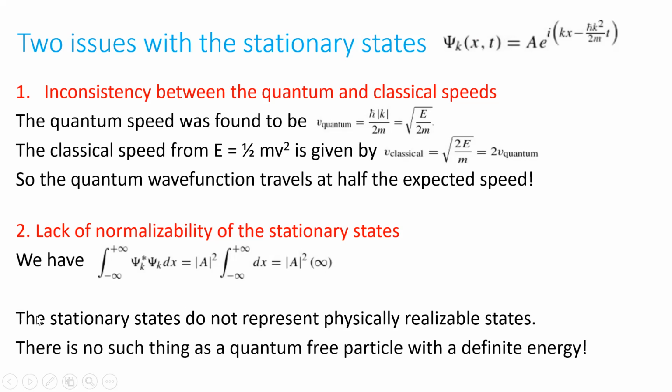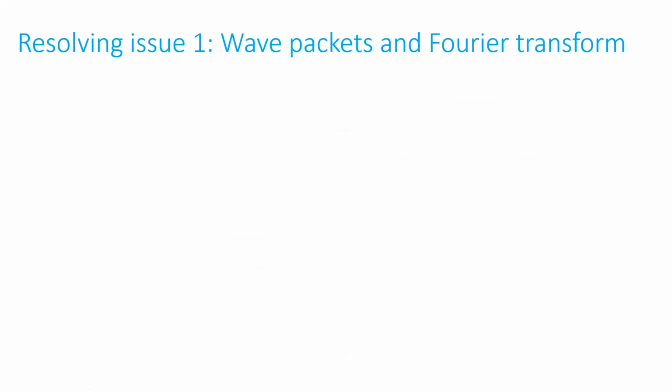So we can conclude that these stationary states, although they satisfy the time-independent Schrodinger equation, don't represent physically realizable states because they're not normalizable. So we can say there's no such thing as a quantum free particle with a definite energy, that is, one particular energy. There's always a spread of momenta and energy, as we'll see, in the normalizable states. Okay, so let's take a look at these two issues and how we might resolve them.